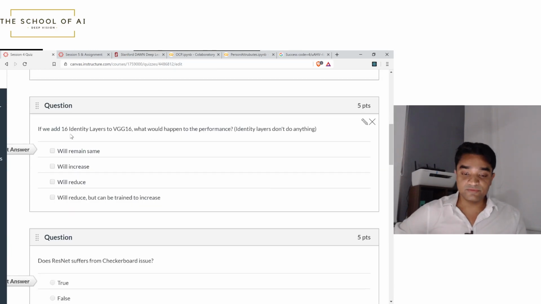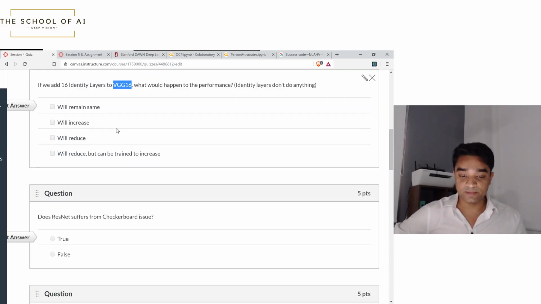Now, if you add 16 identity layers to VGG16, what will happen to the performance? Nothing. We discussed this last time. You can add infinite identity layers and nothing is still going to happen. It's going to just map the input to the output. So nothing is going to happen there.